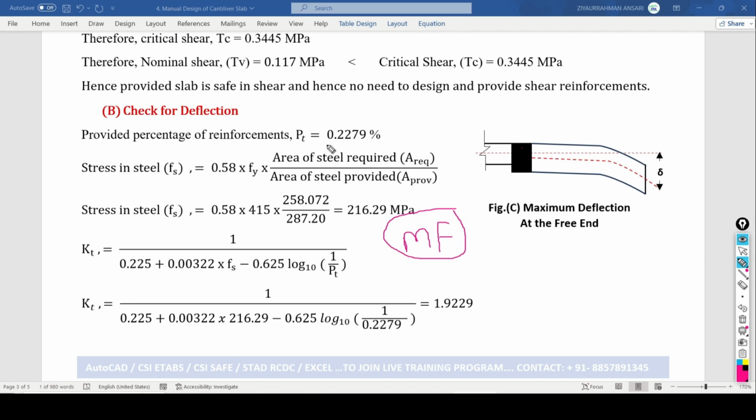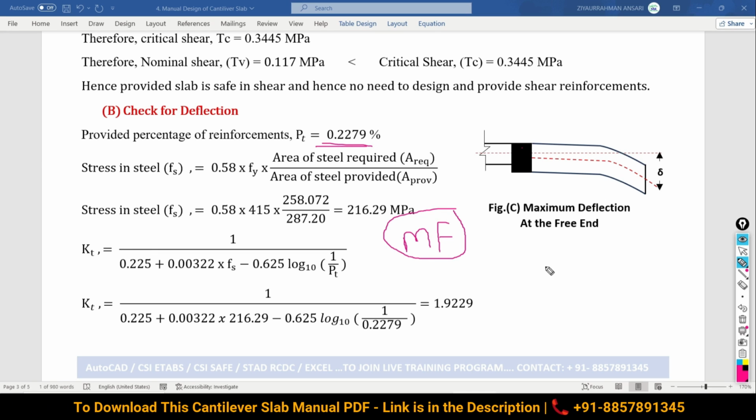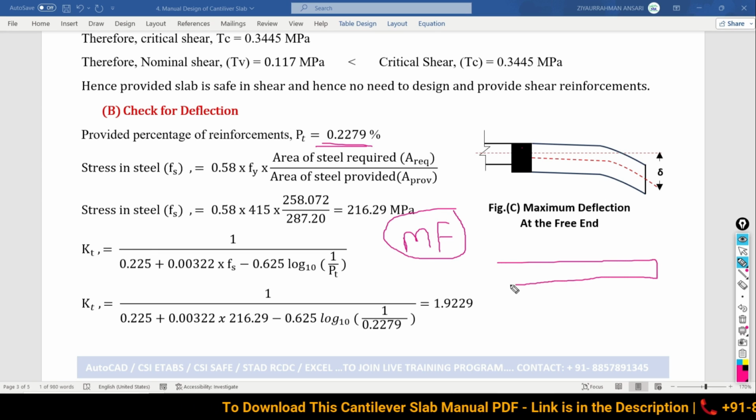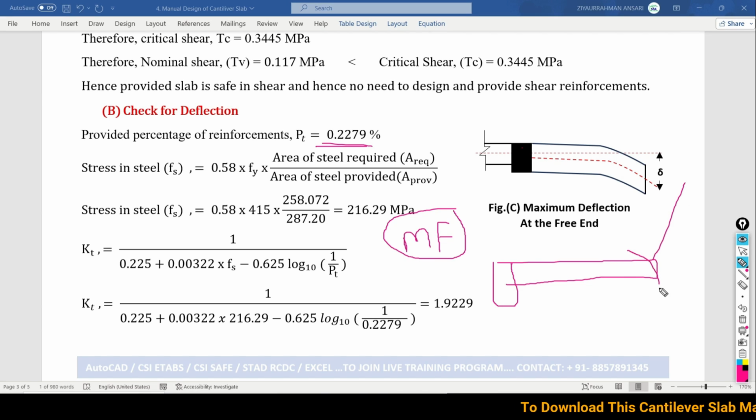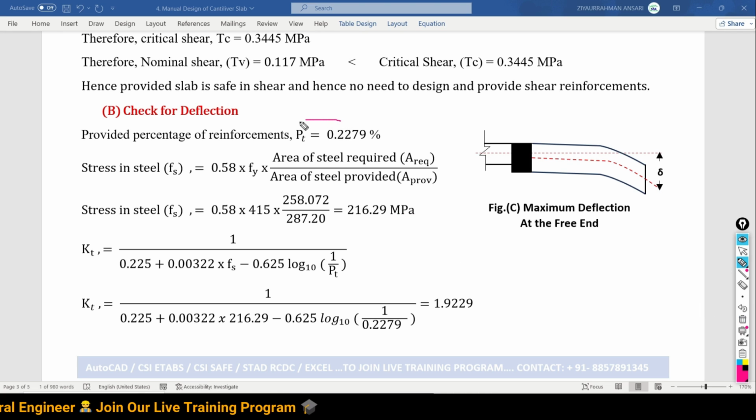So obviously we need to see the percentage of reinforcement available. The provided percentage of reinforcement along the shorter span is 0.2279. Obviously your cantilever slab will deflect along the shorter span, not along the longer. It is going to deflect along the shorter span. So in this way it is going to deflect. I want to calculate whether this deflection is within limit or not. So the percentage of reinforcement available is 0.2279.